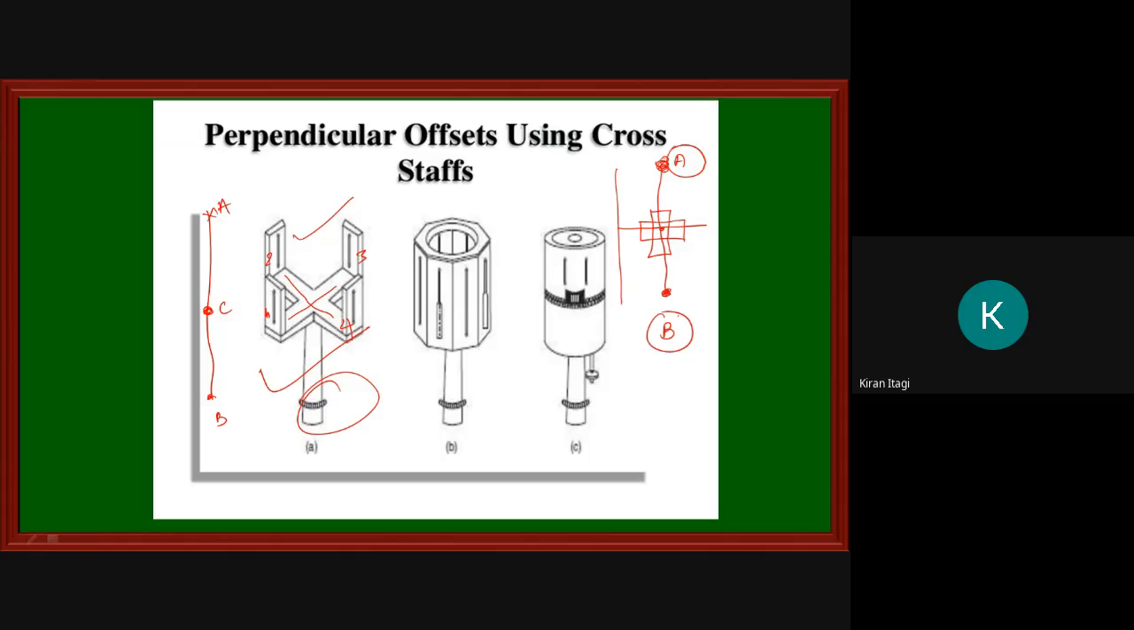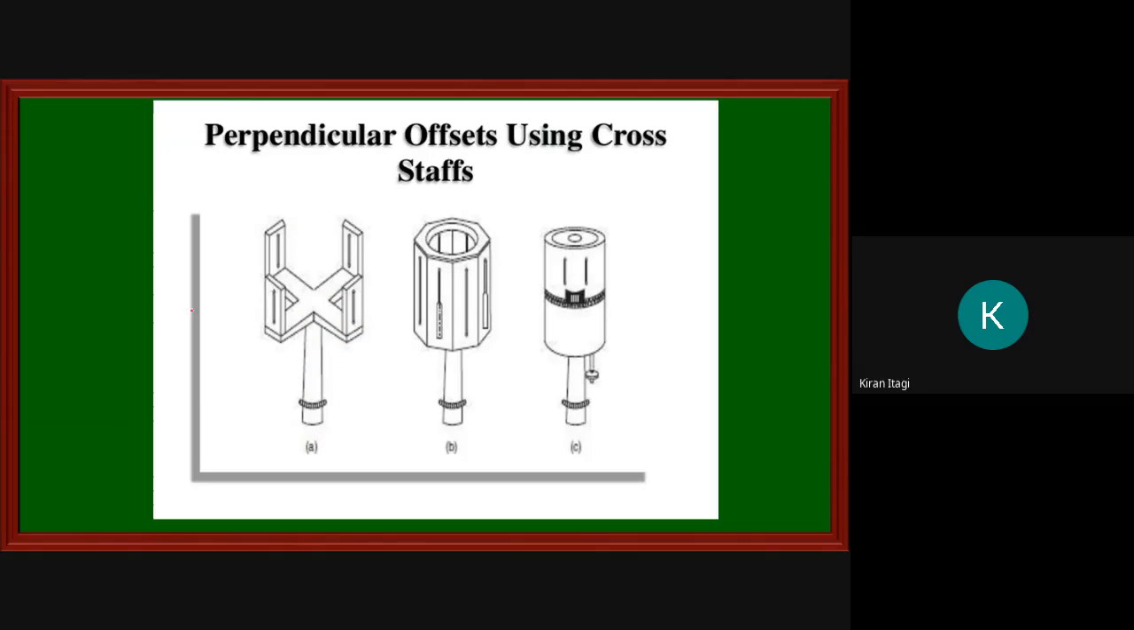So what should you do? This is my A. Here I have B. I want to measure C. First, what you should do is see through this line. It means you have fixed a ranging rod here, and here also you have fixed a ranging rod. You should hold this cross staff in your hand and see through these holes. You should bisect the B.